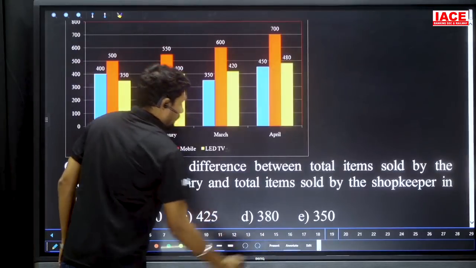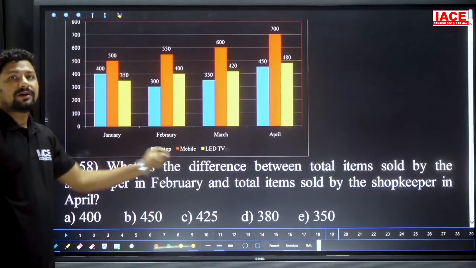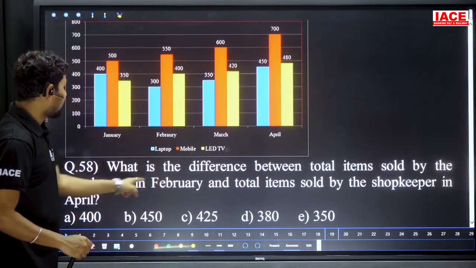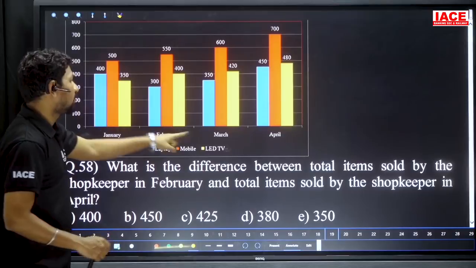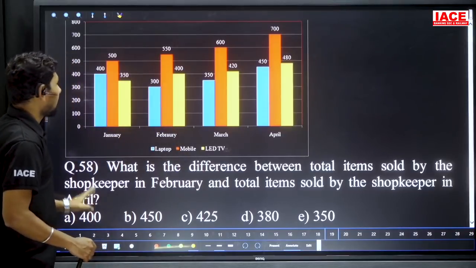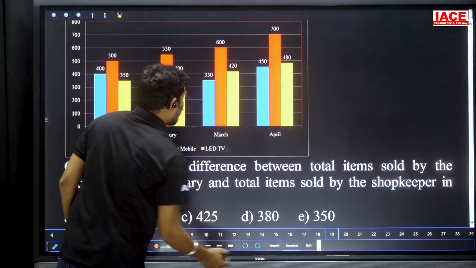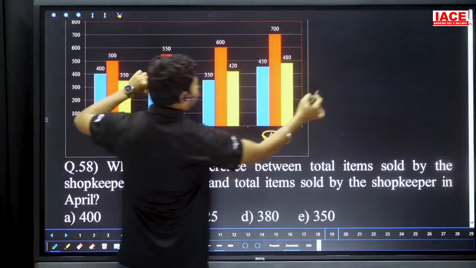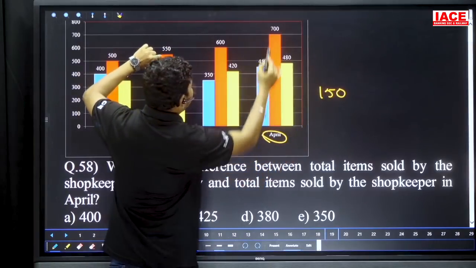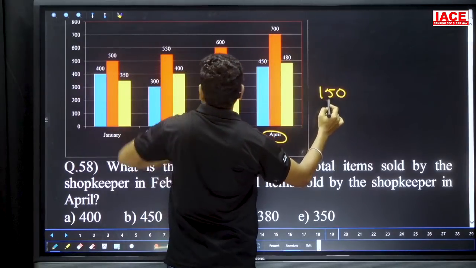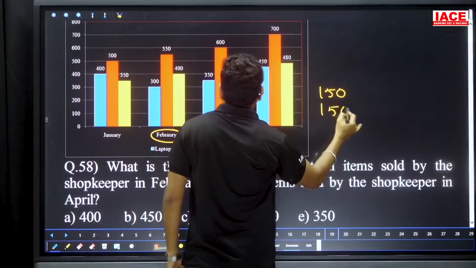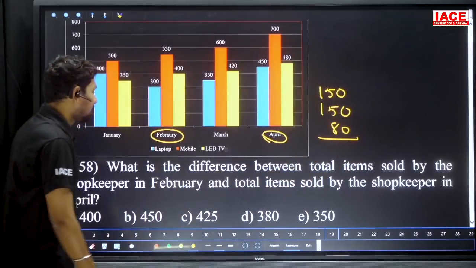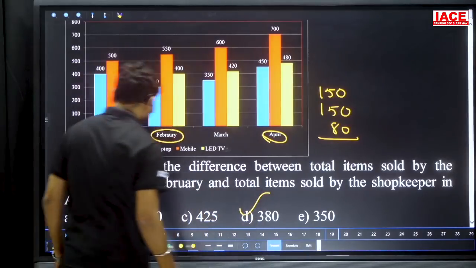Next, 58th question. What is the difference between the total items sold by the shopkeeper in February and the total items sold by the shopkeeper in April? Here we require the difference, February to April. Look at 300 to 450, the difference is 150, and 550 to 700, the difference is 150, and next 400 to 480, the difference is 80. The total difference is 380. Then 380 means option D here.